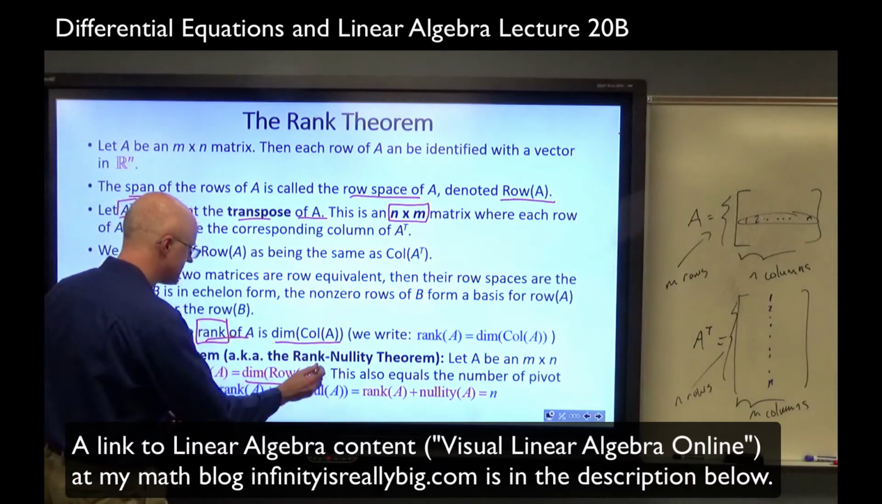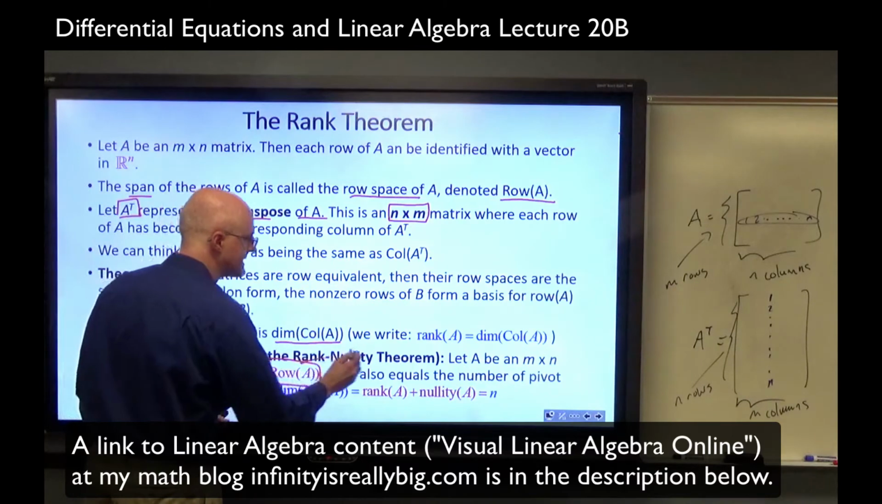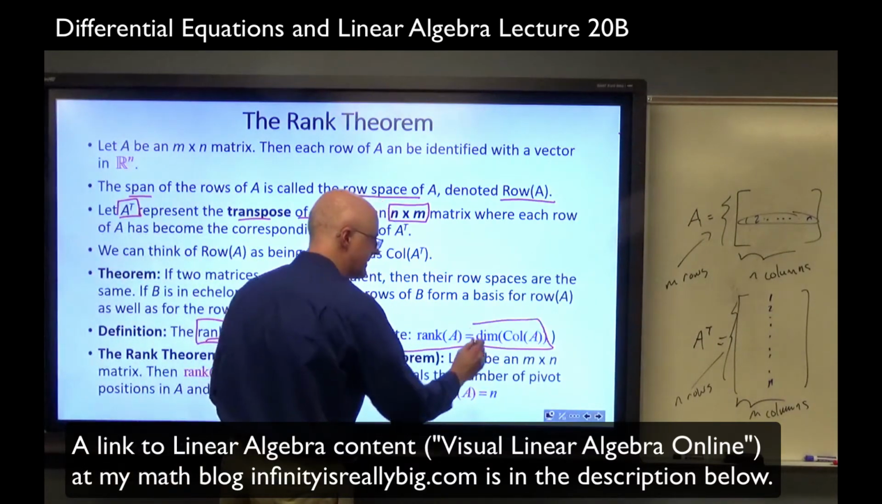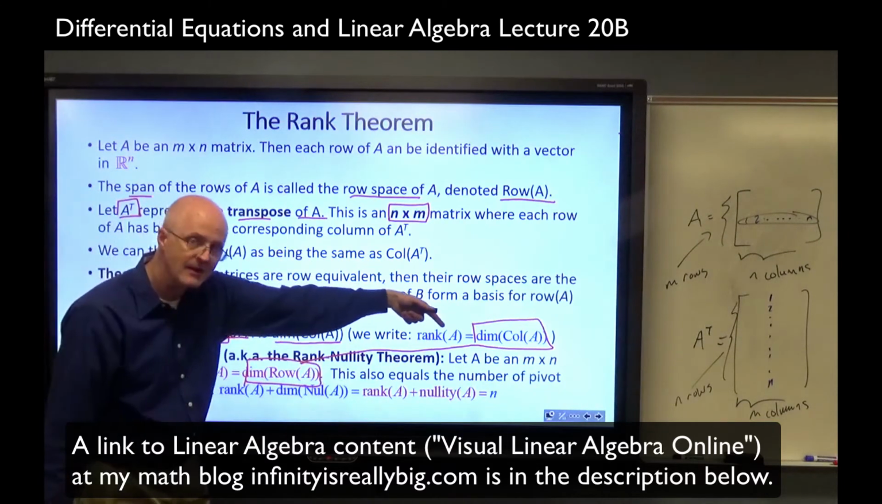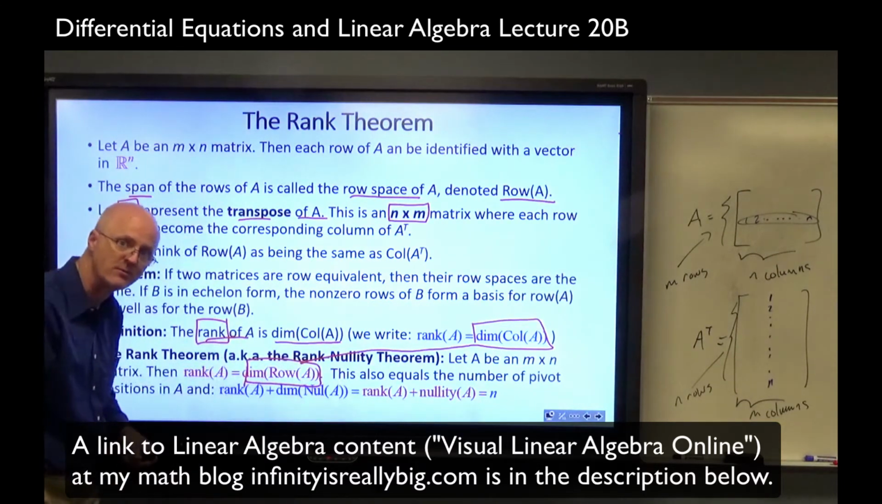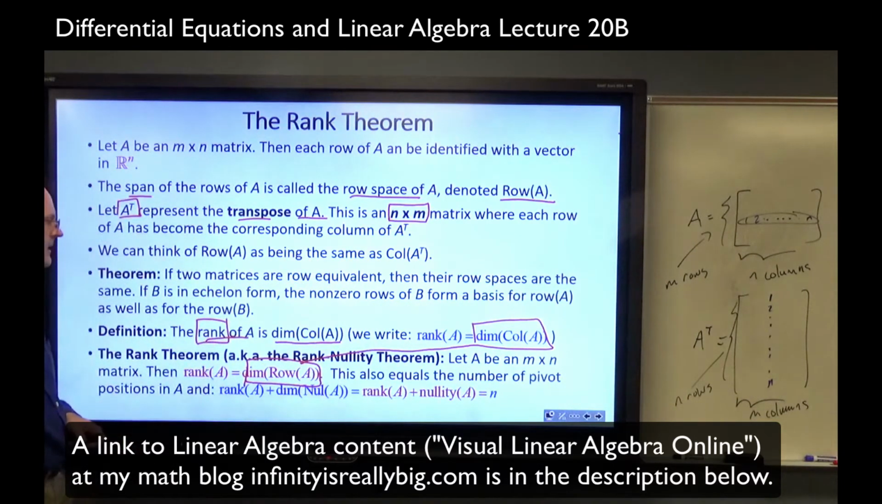The conclusion is essentially that the dimension of the row space of A is the same as the dimension of the column space of A. That's what this is saying. This was a definition here. This is a theorem that needs proof there. This also equals the number of pivot positions in A.